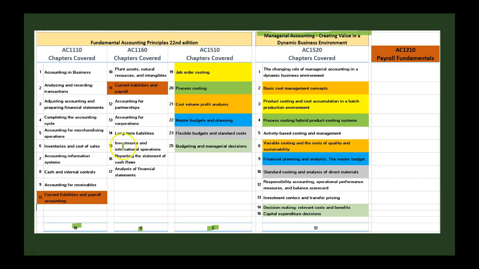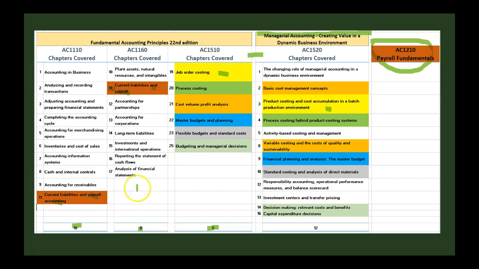In so doing, the colored areas represent the fact that we have duplicated information, such as payroll being covered here. It's the exact same chapters being covered here. And we have an entire payroll class over here that we're also teaching that goes in more depth than both of these. We also have a lot of duplicated information between these two classes.